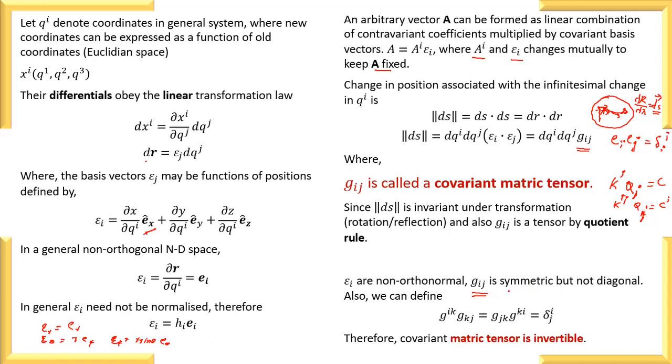Also, Gij has a characteristic such that Gik into Gkj can be defined as delta ij. Also, Gij can be multiplied with Gkj, and this can be reversed also. So this is of the form A inverse A is equal to A A inverse, which is equal to I or delta ij. So the metric tensor is an invertible tensor.